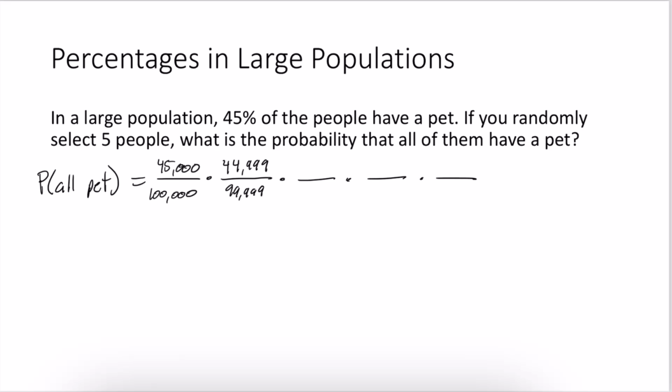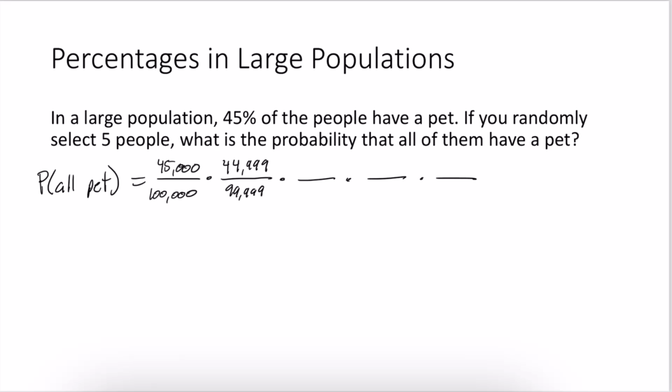And so the probability that the next person would have a pet would be basically just one number lower in the numerator and denominator. However, when you turn those into decimals, so if I do 44,999 divided by 99,999, that gives me 0.449999. And the decimal goes on for quite a while.